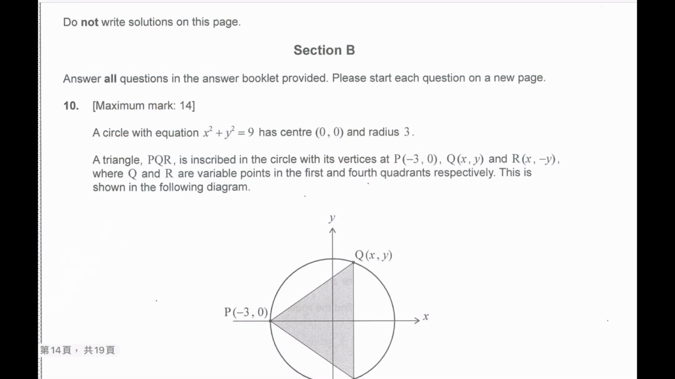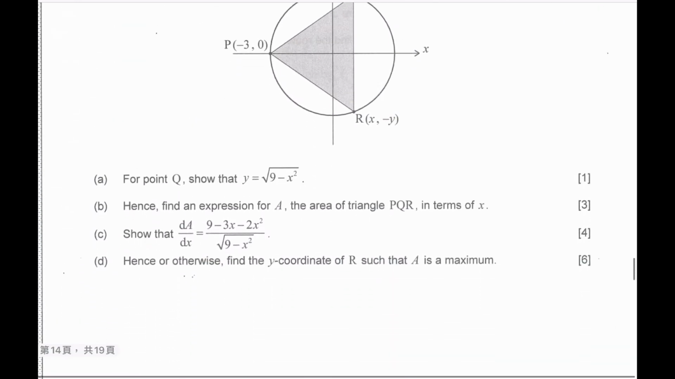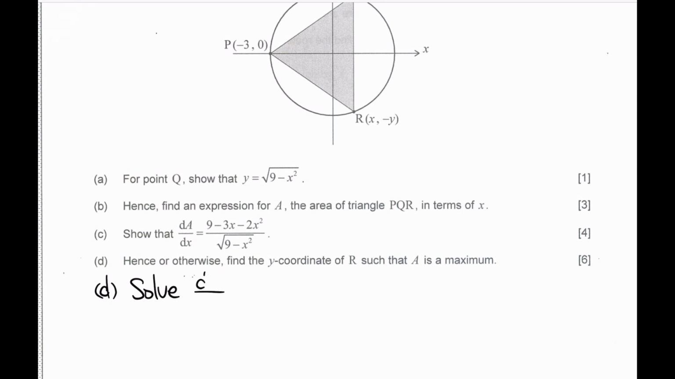In this video, we're going to solve part D of question 10. In this part, we want to find the y-coordinate of R such that A is a maximum. To find a maximum for A, first we want to find a critical point for A, which is a solution to dA/dx equal to 0. So first we solve dA/dx equal to 0.